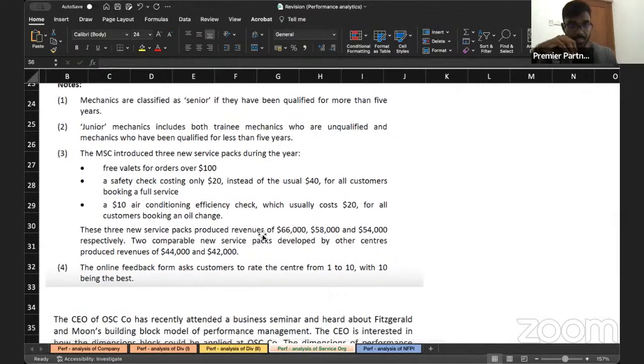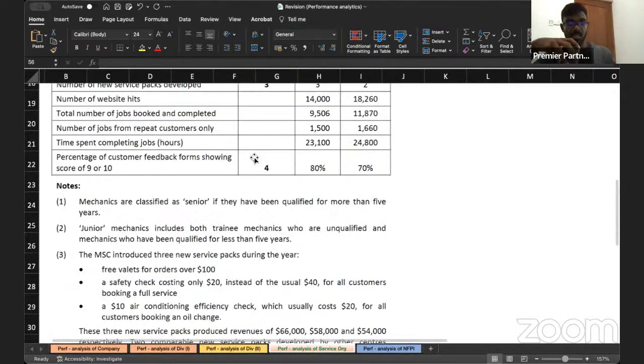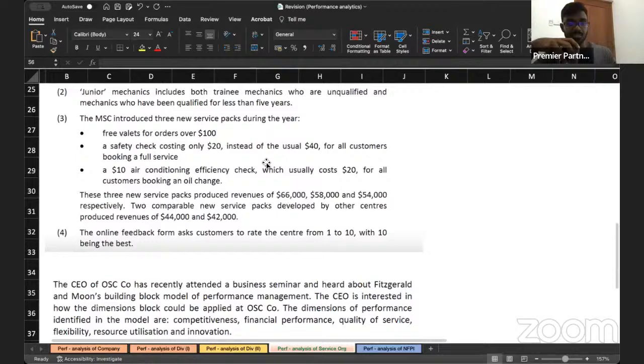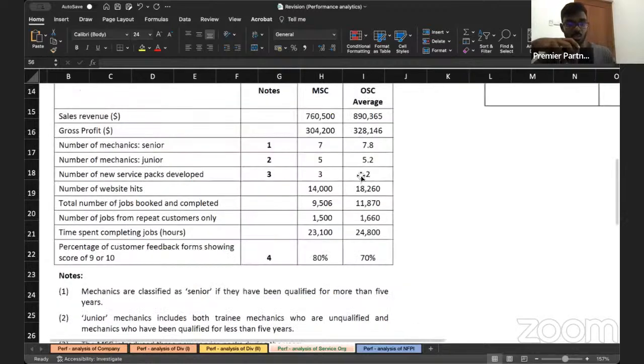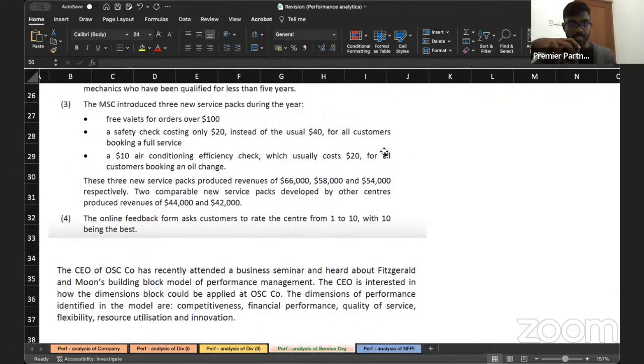These 3 new service packs produced revenues of 66, 58, and 54 respectively. 2 comparable new service packs developed by other centers produced 44 and 42. People, so our service center has produced 3 service packs. Other service centers on average 2, no? So that way we are good. I think we are good in that respect.